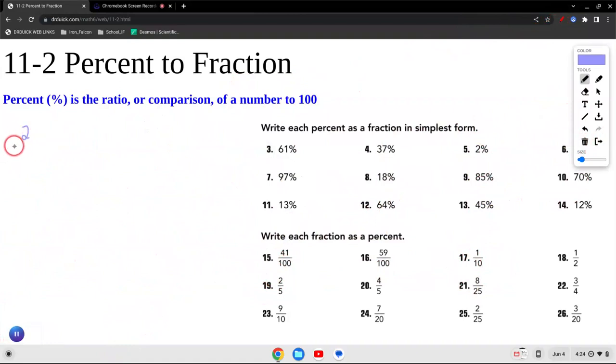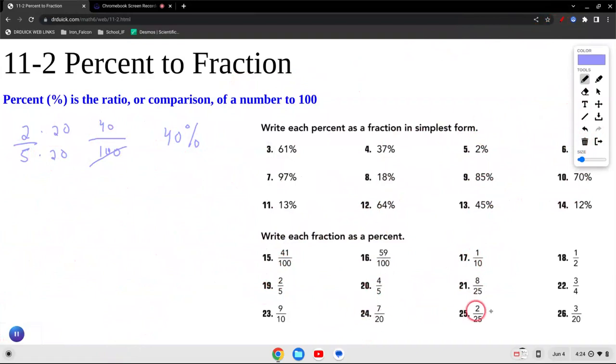Let's try 2/5. All right. If I wanted to get this to 100, I multiply this by 20. I multiply this one by 20. I end up with 40 over 100. This crosses out, so it's 40%. So this is how you would do these things.